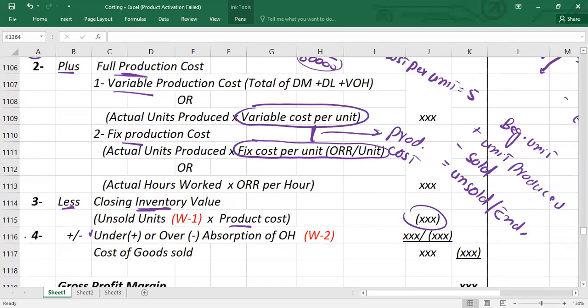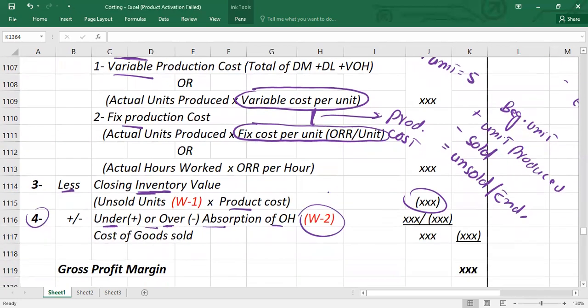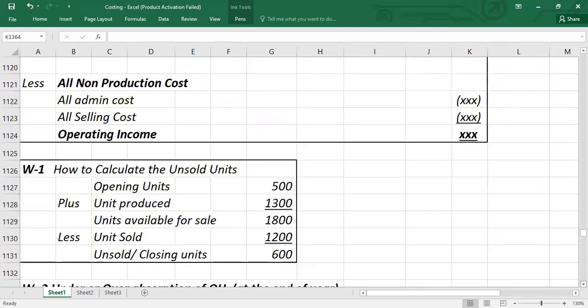Now guys, we have here a fourth item, which is going to be part of cost of goods sold. This is called under or over absorption of overhead. So here you can see the working to get under or over absorption. By the way, I have already uploaded a video on under and over absorption, but here I can quickly repeat in simple words what is under and over, and how you will calculate. Let's move to working 2, how you will calculate this value.